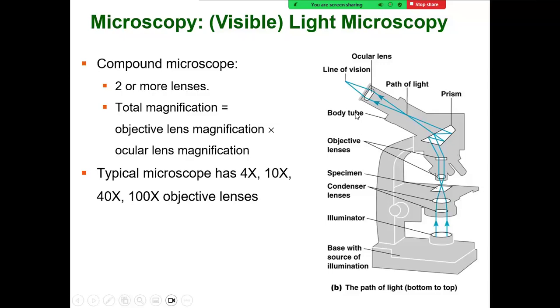Now, the most expensive and the best microscopes will have a 20x magnification lens in the ocular lens. We do not have the best microscopes or the most expensive microscopes at Clark College. Any question about any of that?